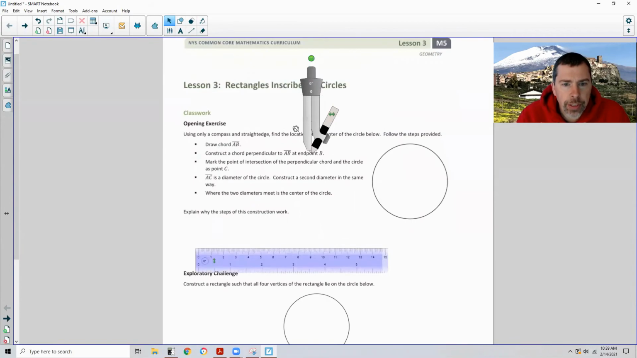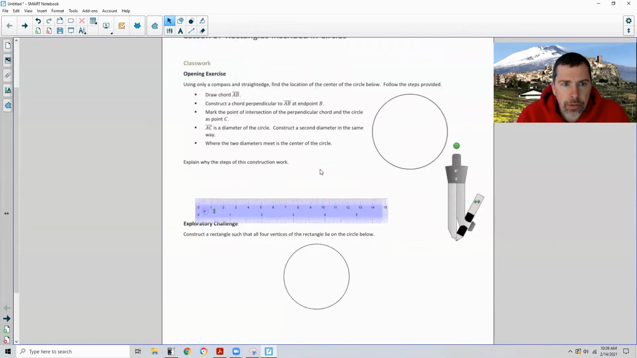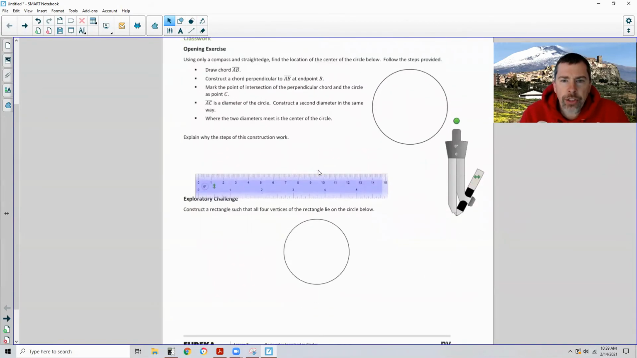So there's my straight edge, here's my compass. Find the location of the center of the circle below. Follow the steps provided. It says to draw chord AB. So the first thing I'm going to do is put a dot anywhere on the circle. There's A. And over here, right there, good.